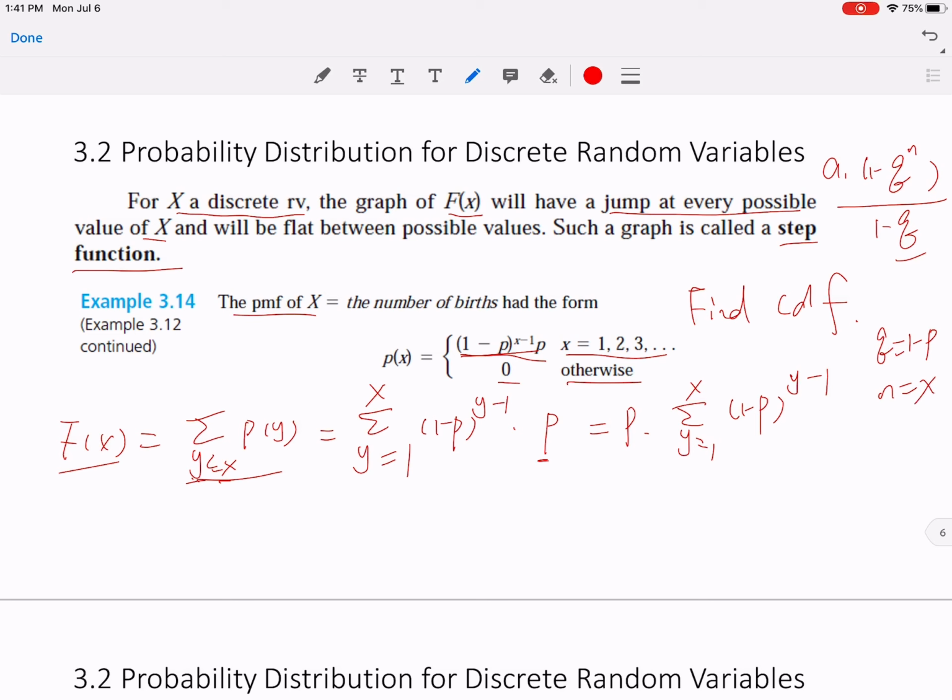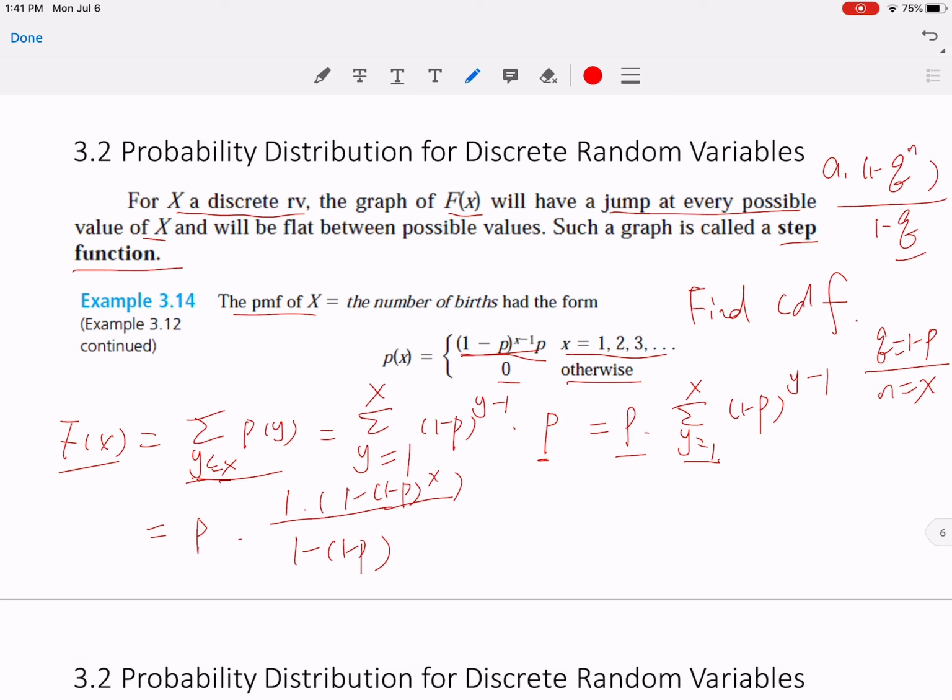Now, once we have the formula, we can find the sum. That would be equal to p, and then times 1 minus q, where q is the common ratio, which is 1 minus p, in the denominator. And on the top, we're going to have the first term, which would be the term when y is equal to 1. When y is equal to 1, the power would be 1 minus 1, which is 0, so 1 minus p to the power of 0 would be 1. So the first term is 1, times 1 minus q to the power of n, where q, the common ratio, is 1 minus p, and n is x.